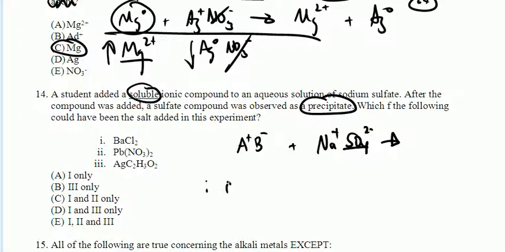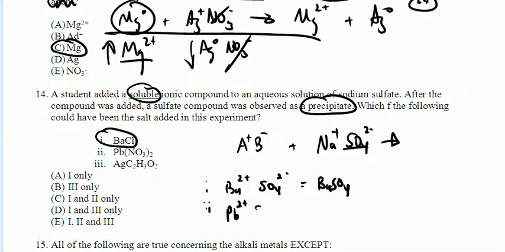So in 1, would Ba2+ and SO4 make a precipitate? Yes, they would. So 1 could be a choice. In 2, would Pb2+ with SO4 2- make a precipitate? Yes, they could. I'm getting these from the chart, the solubility chart.